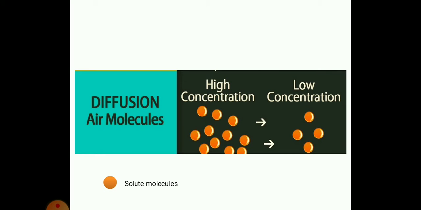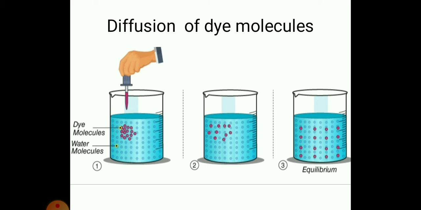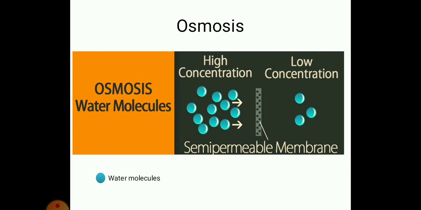So let's begin with the first process, that is diffusion. Diffusion means movement of solute molecules from higher concentration to lower concentration. It is generally associated with gaseous molecules like CO2, O2, etc. In the picture, you can see the diffusion of dye molecules. Dye molecules eventually establish equilibrium with the water molecules.